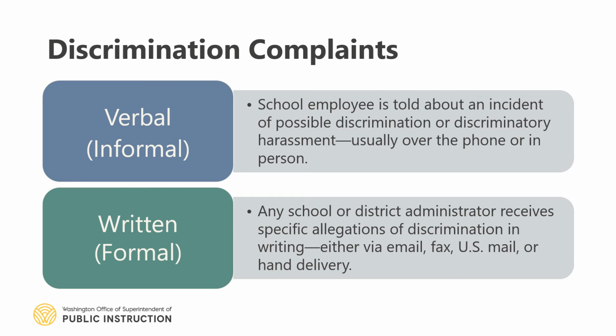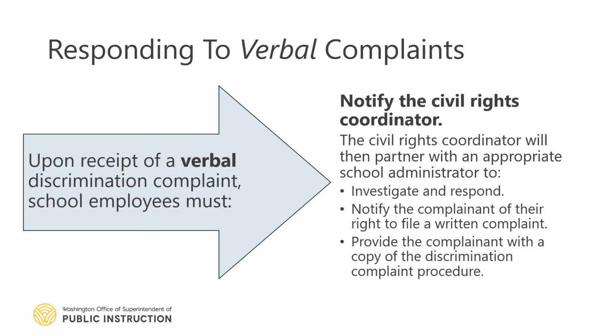The reason why it is important to know whether a discrimination complaint was verbal or written is because the school's required response differs depending upon what type of complaint is received. When any school employee receives a verbal complaint, they must notify the Civil Rights Coordinator. The Civil Rights Coordinator will then partner with the appropriate building administrator to investigate and respond, notify the complainant of their right to file a written complaint, and provide the complainant with a copy of the discrimination complaint procedure.